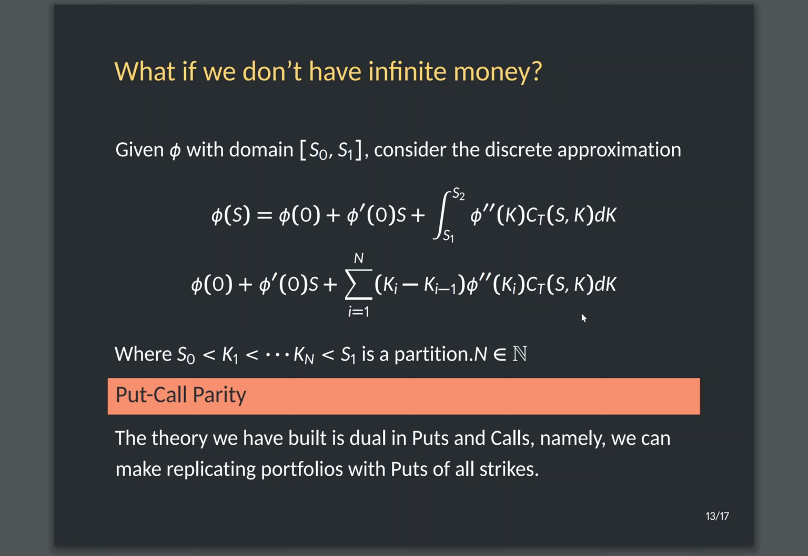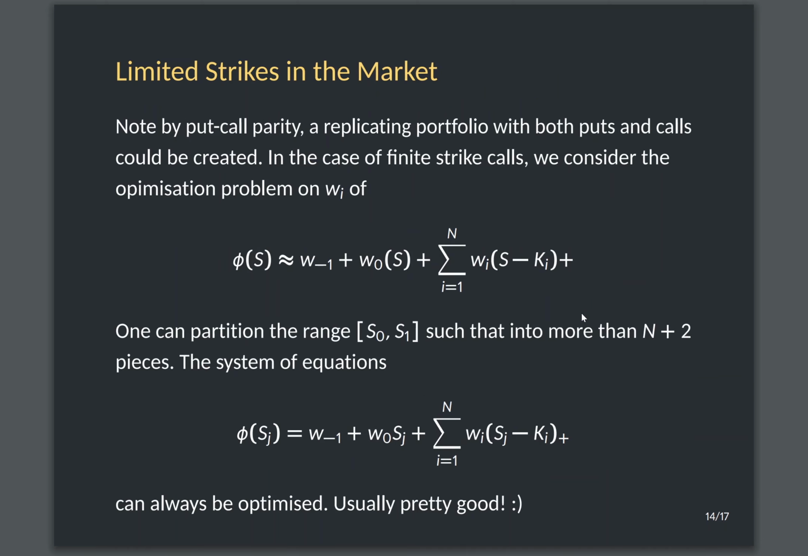Note that the theory we have built is dual in puts and calls. Namely, we could make replicating portfolios with puts of all strikes instead of calls, by the put-call parity. In practice, however, one doesn't have access to calls of any arbitrary strike. The possible strikes within our payoff's range are predetermined for us by what's available in the market. This leads us to the slightly adjusted optimization problem on the weights w_i, where k_i are the available strike prices of the calls available in the market.